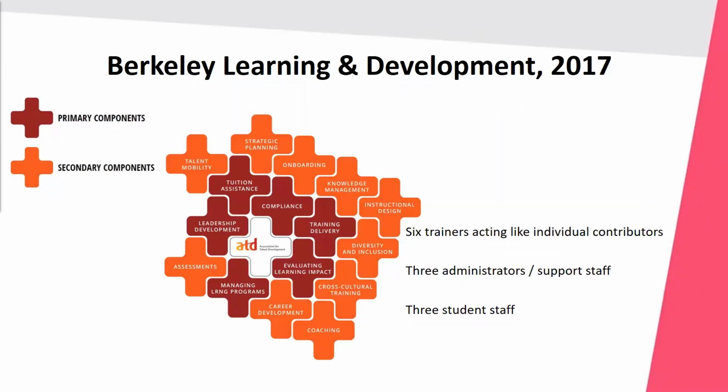And what we really focused on was compliance training, which was probably our biggest focus. We had a little bit of focus on tuition assistance, in that we helped folks take some courses here at Berkeley at a reduced fee. We did a little bit of leadership development. Then in kind of a secondary component, we did a little bit for onboarding, a little bit for diversity and inclusion, and those orange pieces, we did a little bit here and there, but it certainly wasn't our main focus.